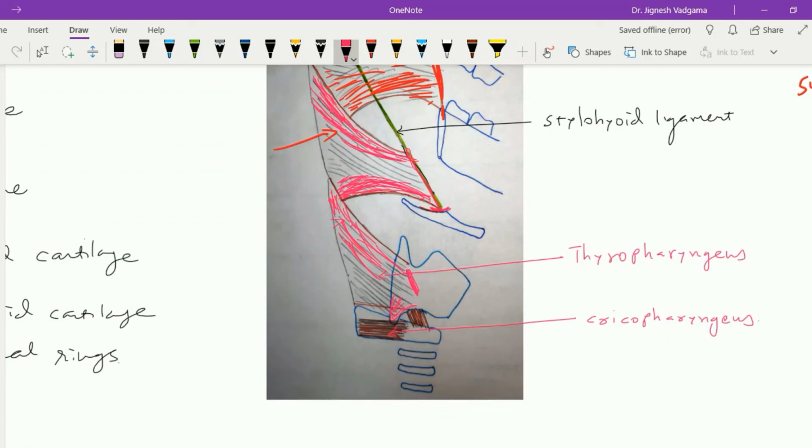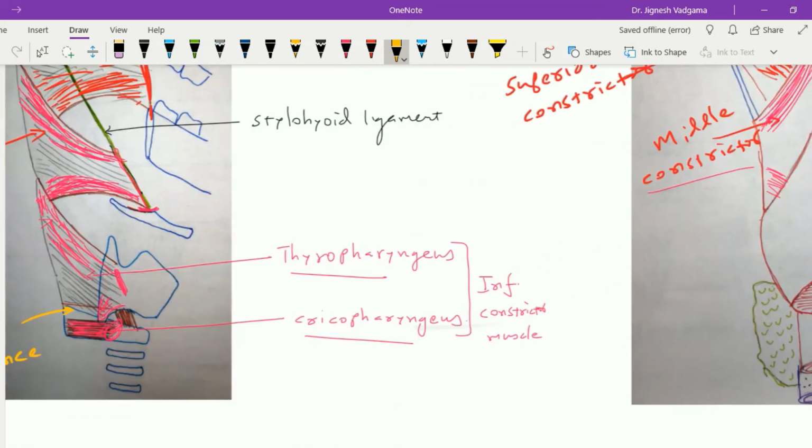While the cricopharyngeus muscle arises from the anterior arch of the cricoid cartilage, and its fibers are nearly horizontal and blend with the opposite-sided cricopharyngeus muscle posteriorly without interfering with the median fibrous raphe. So the thyropharyngeus muscle and the cricopharyngeus muscle are collectively called the inferior constrictor muscle, and the gap between them is very weak, and that gap is called Killian's dehiscence.